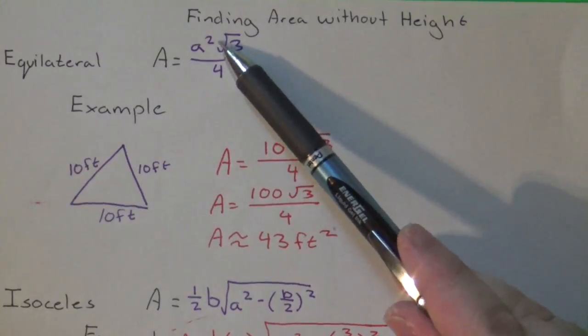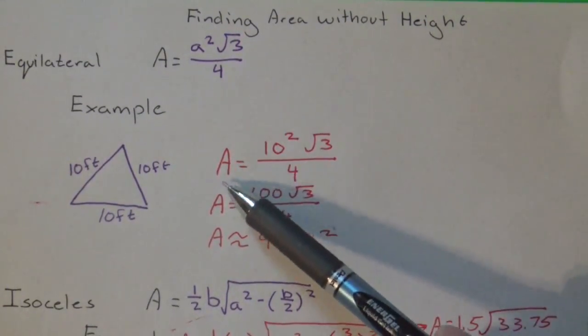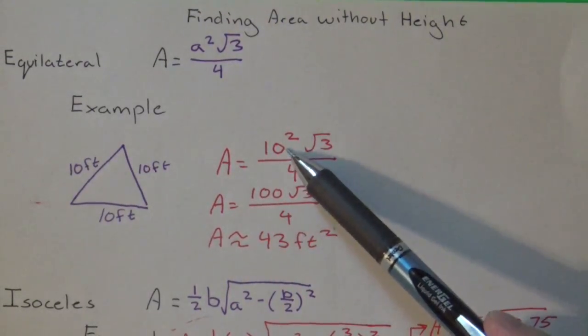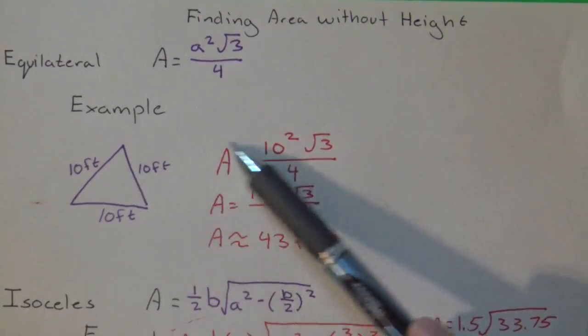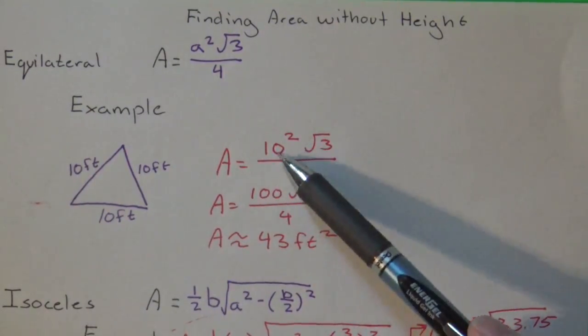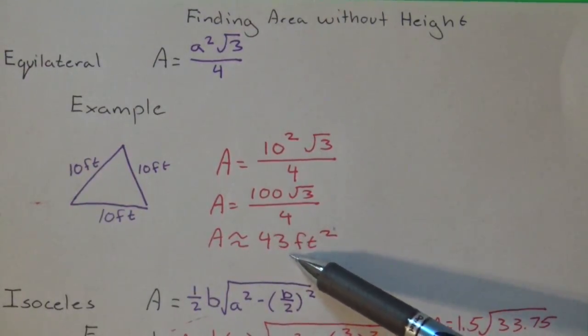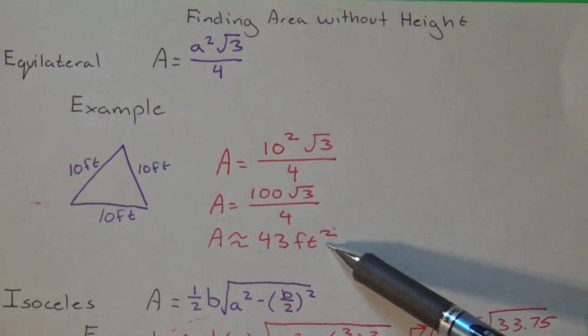A is a squared times the square root of 3, all divided by 4. And we plug in our numbers. Area is equal to 10 squared, because that's the only number we can use is that 10, times the square root of 3 divided by 4. 10 squared is 100. Work this all the way out, and we get approximately 43 feet squared.